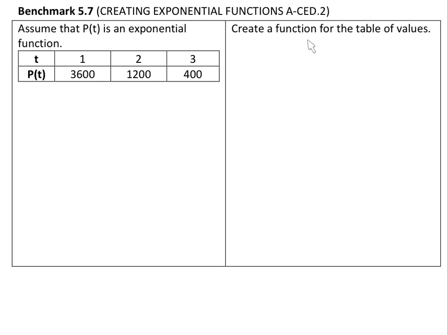I want to create a function for this table. Alright, to create a function, we need our initial value and the rate at which it's shrinking or growing. If we look at this data, you can see it's shrinking. We've got to figure out what rate it's shrinking.